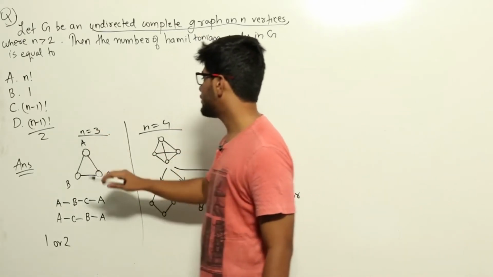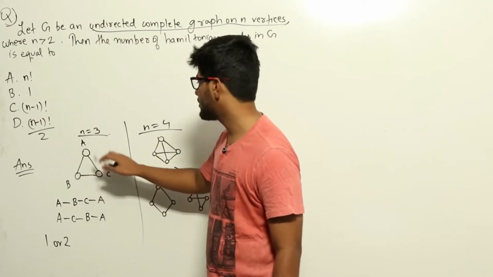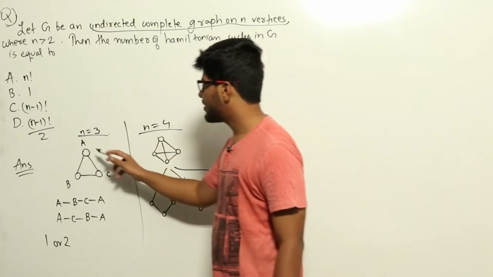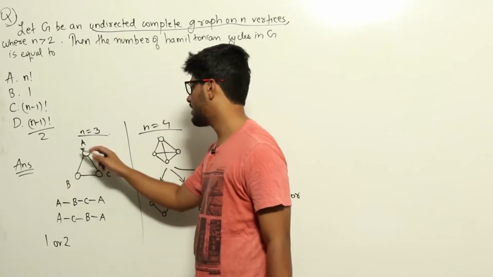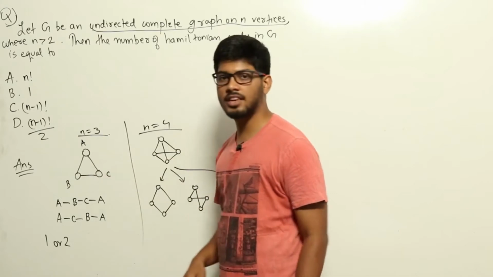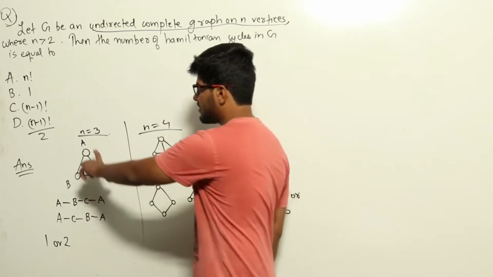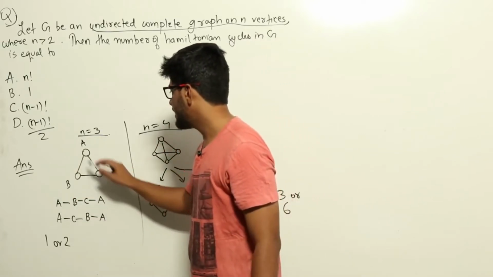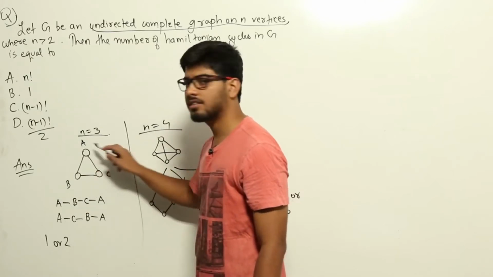So for n equal to 3, this is the graph which is the undirected complete graph. There is only one graph like this. In this, there is only one cycle, that is this cycle, A, B, C and then back to A. If you start from B or if you start from C, we will be getting the same cycle, A, B, C, A. But if these nodes are labeled, then A, B, C, A is this cycle, and A, C, B, A is this cycle in the reverse form.